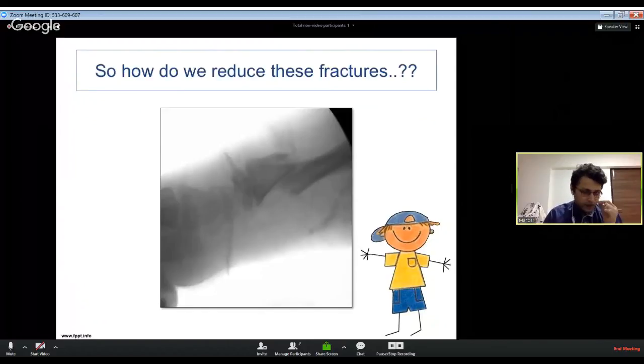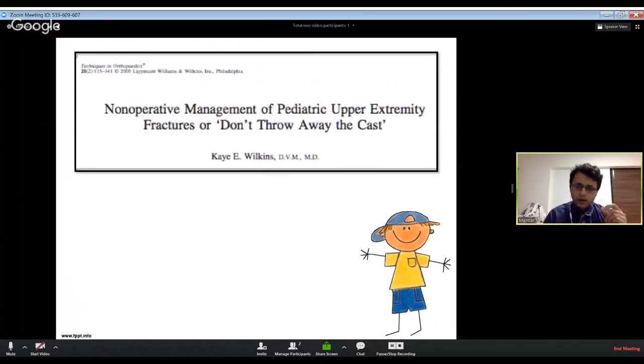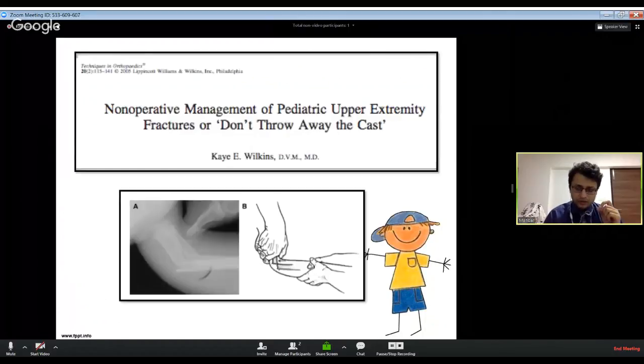When we look at the distal radius metaphyseal fractures, what we should remember is this. There is a big mass of pronator quadratus which is interposed in the two fracture sites. How do we treat it? Well, there is an excellent article written by the doyen of pediatric orthopedic trauma, Professor K. Wilkins, who in fact wrote a very succinct line, that is, don't throw away the cast. He has described the method of closed reduction and giving a plaster in these fractures.